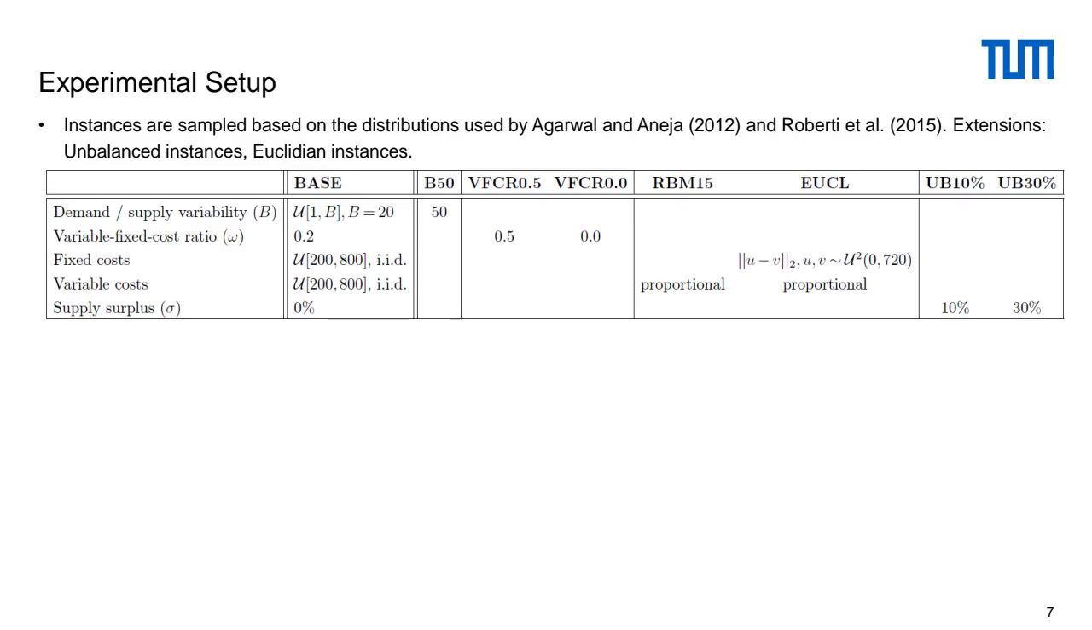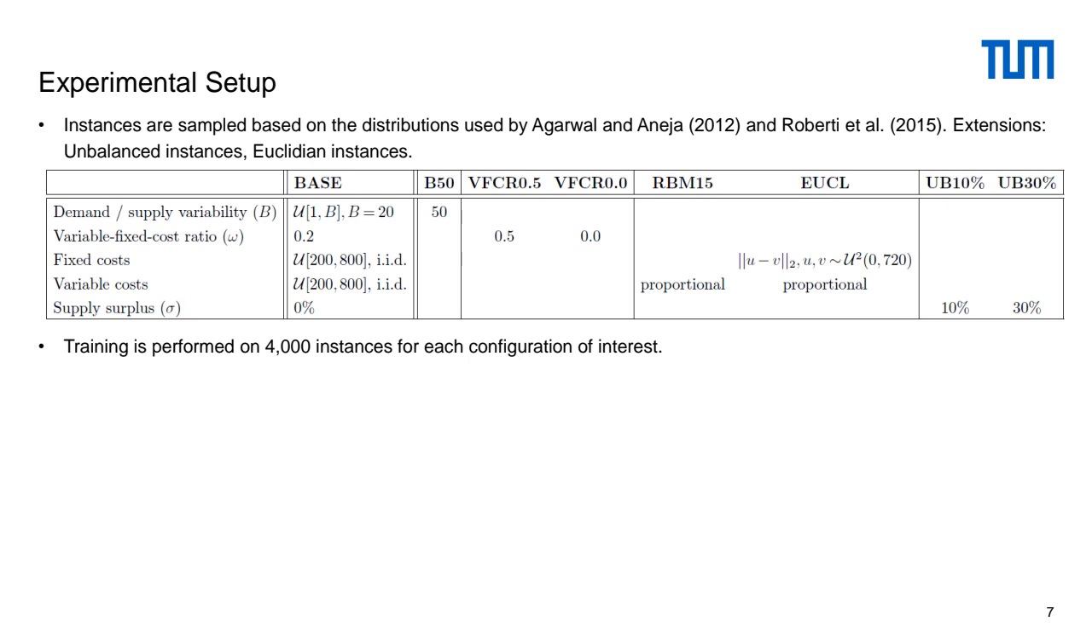In our numerical study, we consider different types of FCTPs in terms of their parameter distribution. For example, we look at instances which have a high variability in the demand and supply quantities, and others which have a low one. We consider different ratios of variable to fixed cost. We consider different structures, like random cost, or more structured like in the Euclidean space. And we also distinguish between balanced and unbalanced instances. A balanced instance is when total supply is equal to total demand, whereas in unbalanced instances, we assume that there's some surplus of supply.